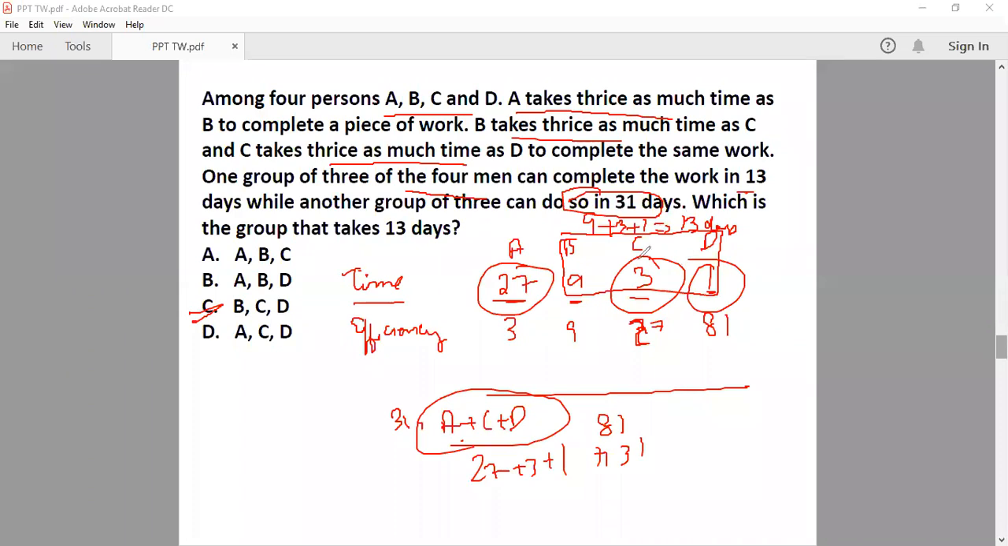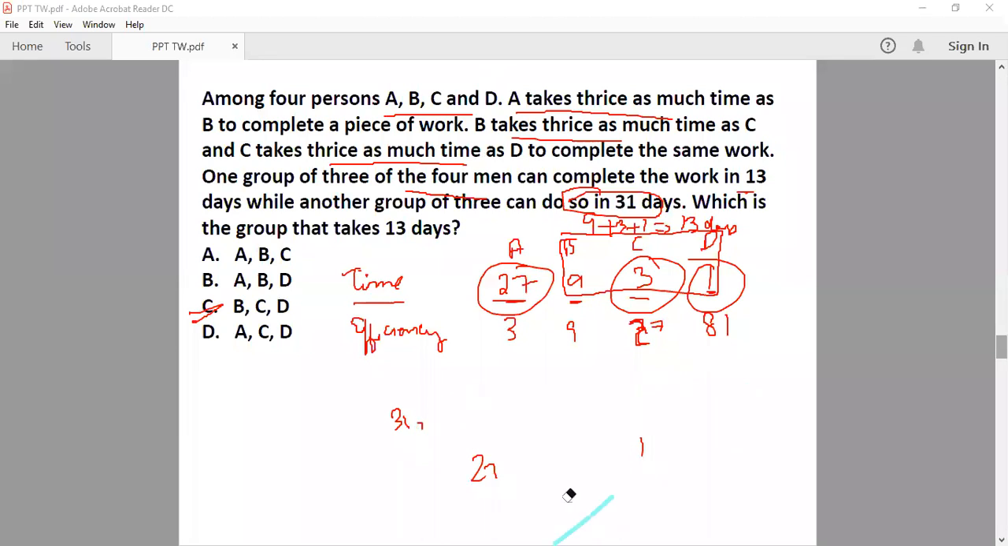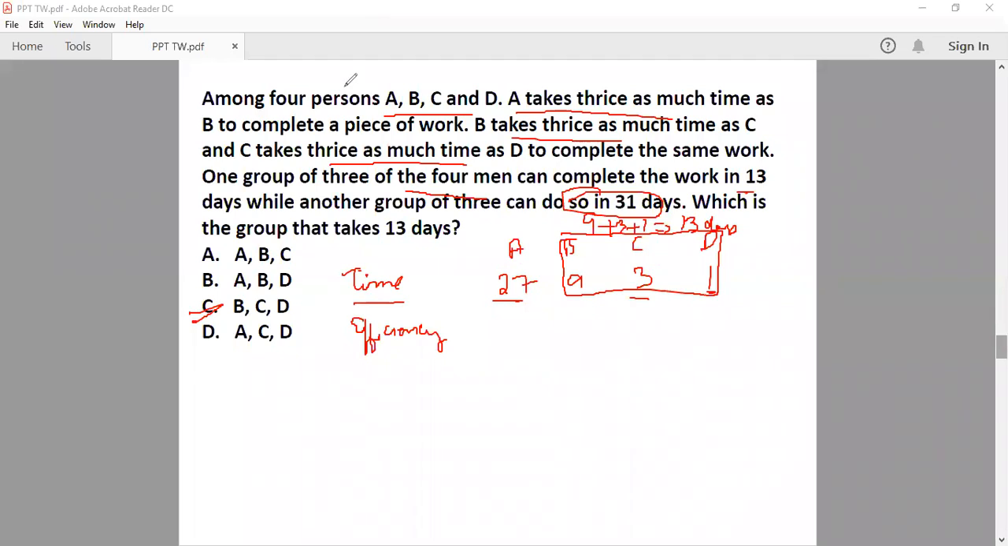See, we are not adding the work directly, so what I can also try to make you understand in this way. Let's drop 27 and let's assume the work to be the LCM of 1, 3, 9 and 27. LCM is 27. Let us assume that the LCM is 27 units.